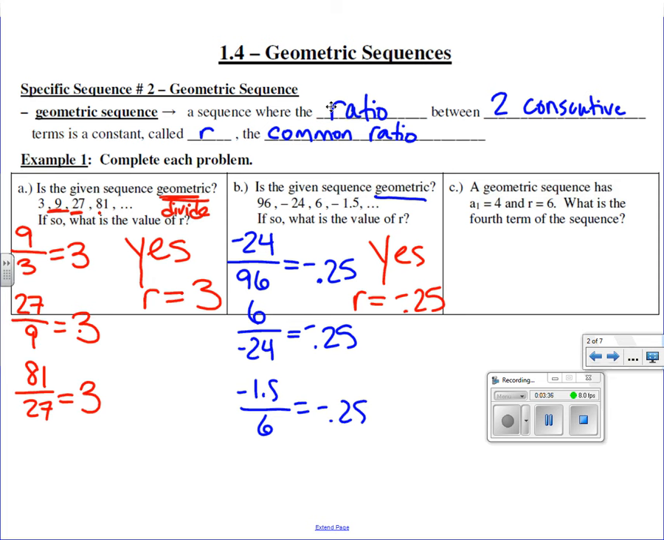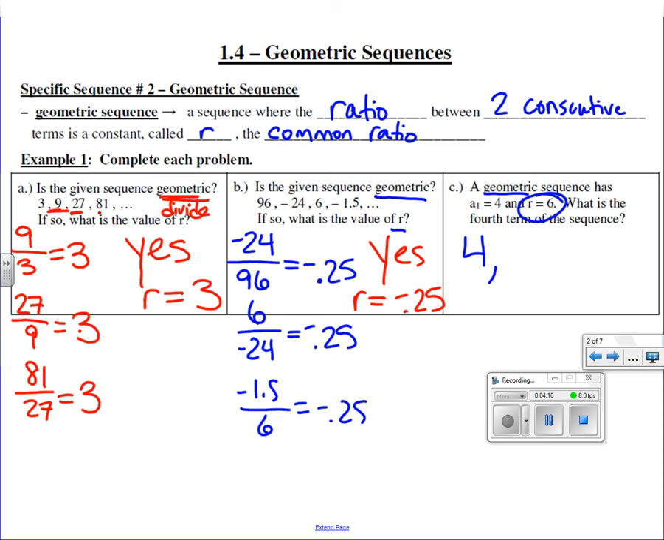Okay, part C. A geometric sequence has A1 is 4, so the first term is 4, and R equals 6. What is the fourth term of this sequence? This time they've given you the R, so we kind of have to do it backwards. So I know what the R is. If you look over here, to get R, I divided. But if you already have it, you're going to multiply.